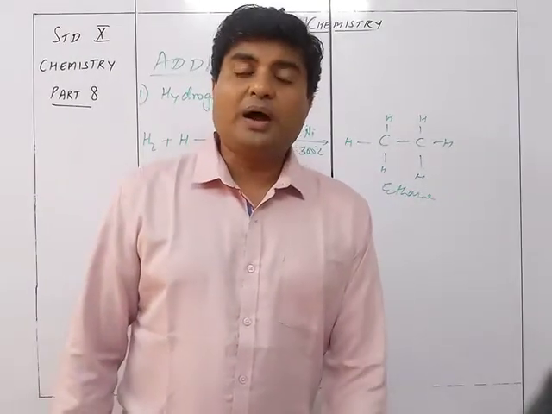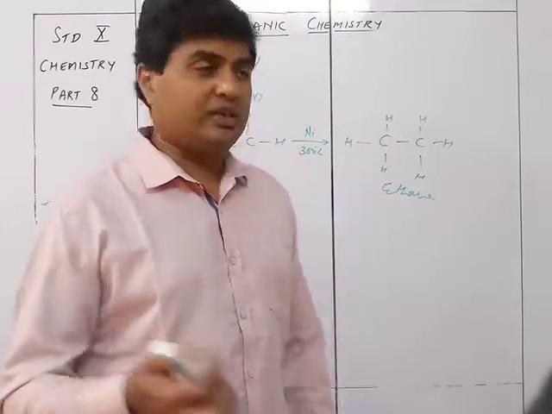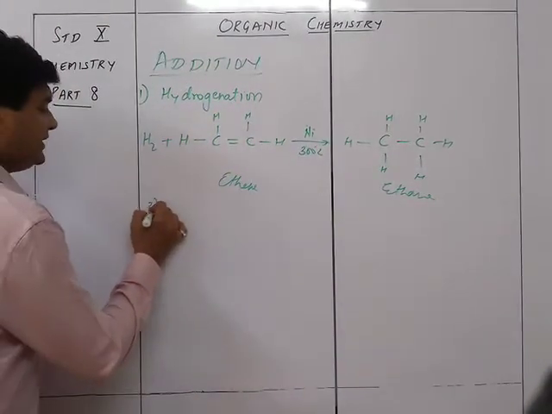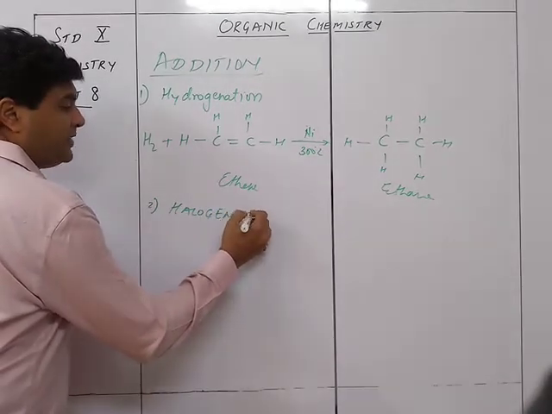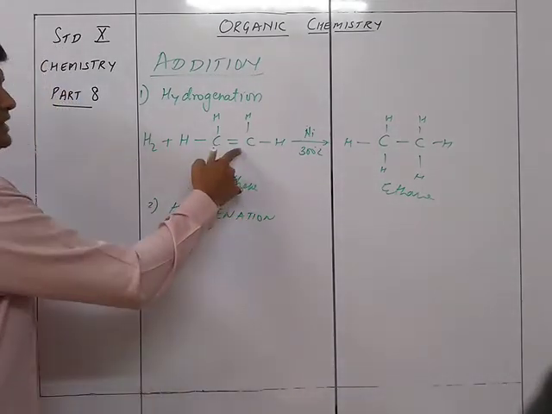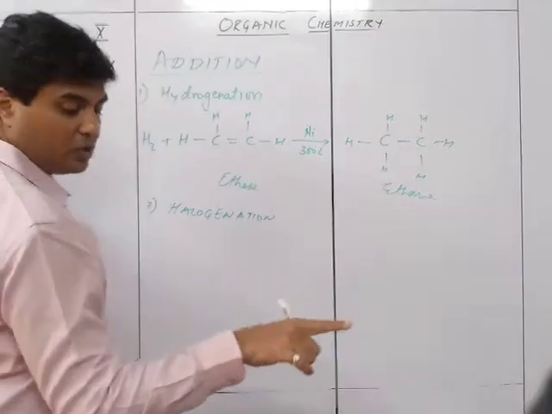Similar to hydrogenation, next will be halogenation. So the next over here is halogenation. It means, of course, the name itself tells you, what we are going to do now is remove the double bond and insert the halogen.